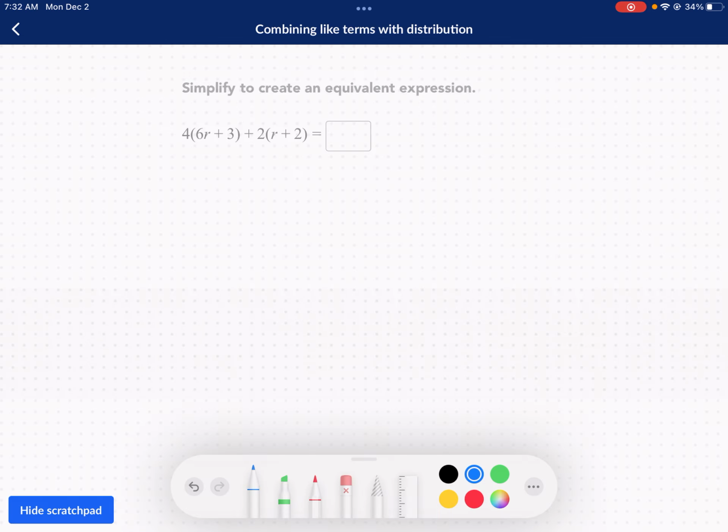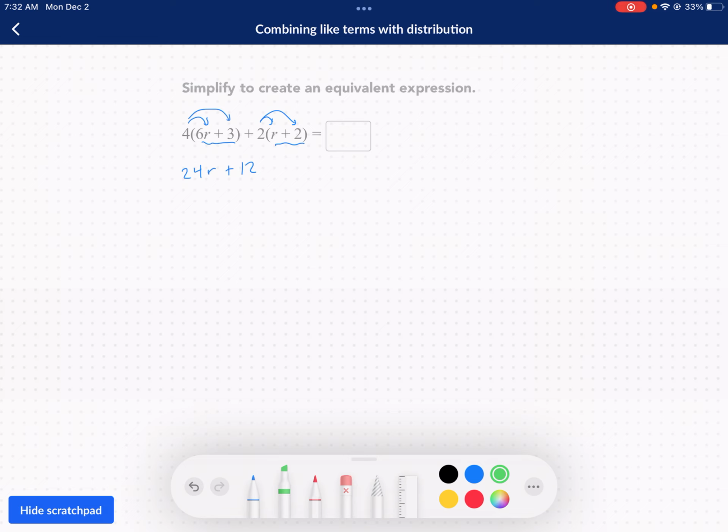Okay, 2 distributions here. So now that we understand kind of the process, I'm just going to go right away and multiply the numbers out in front of the parentheses and use distribution to multiply it by both terms on the inside. Okay, there's nothing to do inside this parenthesis, nothing to do inside this parenthesis. So we got 4 times 6 gives me 24r. Okay, I think we established that I'm just multiplying 4 times that coefficient, the number in front of the variable. And then I'm going to do 4 times 3, which is 12. So that was my first part.